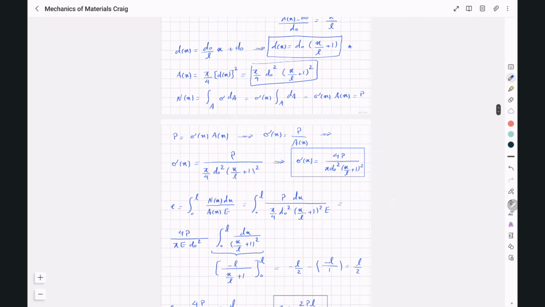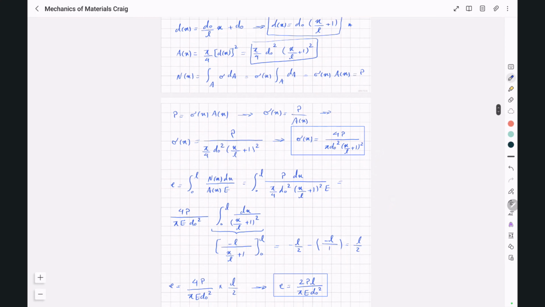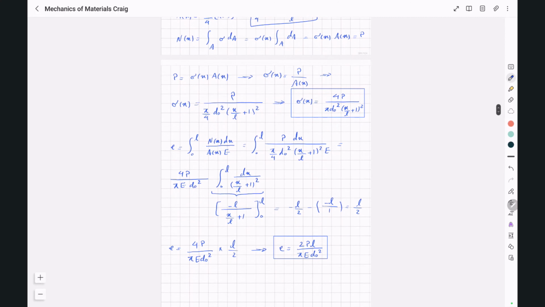And for the elongation, we used this expression. We had the value of N, we had the expression for our area. And by putting these values in the integral, we determined the total elongation of the bar, which is 2PL divided by pi E d0 to the power of 2.